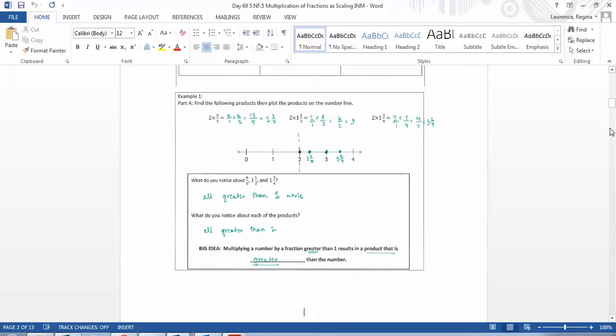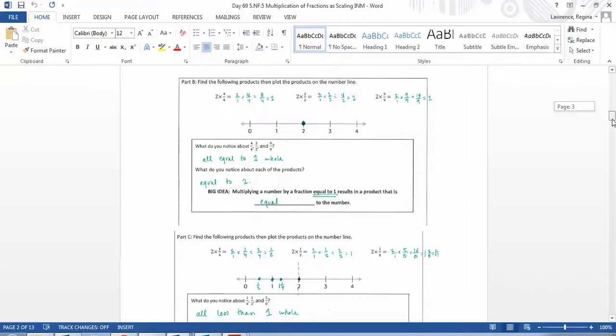Then we do the same thing with fractions that are equal to 1. So at this point, students should be getting the idea that 4/4 is equal to 1, 2/2 is equal to 1. When I multiply 2/2 by 2, I get 2. We're plotting all of these again, and we should see that all of our points land right at 2. What do you notice about 4/4, 2/2, and 9/9? Each is equal to 1 whole. What do you notice about each of the products? Each is equal to 2. So here, when we multiply by a number that's equal to 1, the product will be equal to the original number.